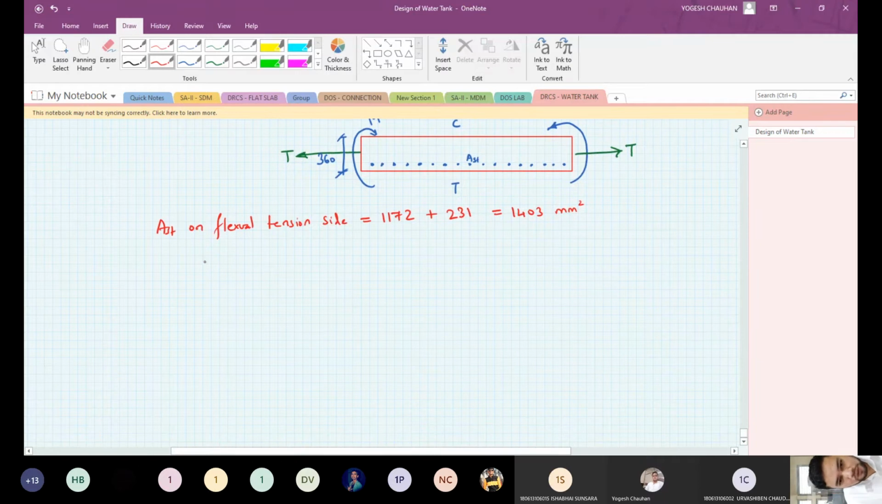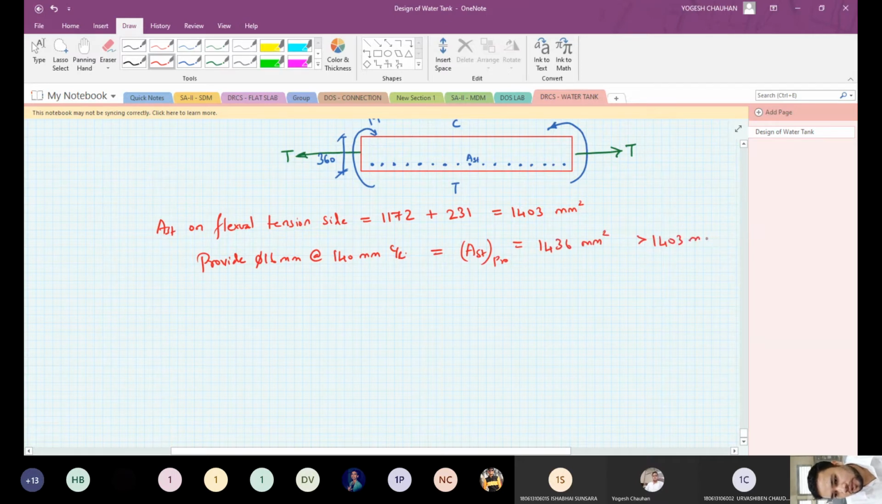So let us provide 16 mm dia at the rate 140 mm center to center. So this will give you your AST provided equal to 1436 mm square, which is greater than 1403 mm square. Therefore, okay.